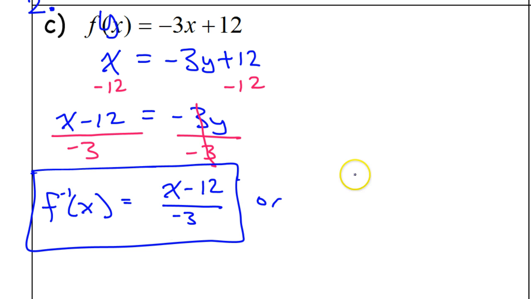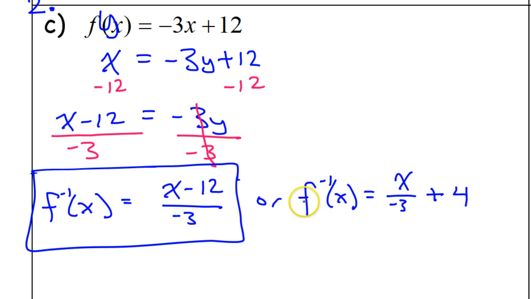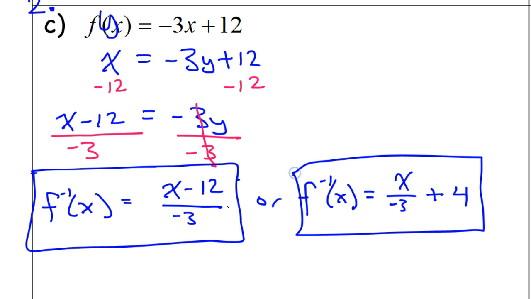Or I could take this negative 3 and split it up under each of these. So that would give me f inverse equals x over negative 3 plus 4. Because negative 12 divided by negative 3 is positive 4.